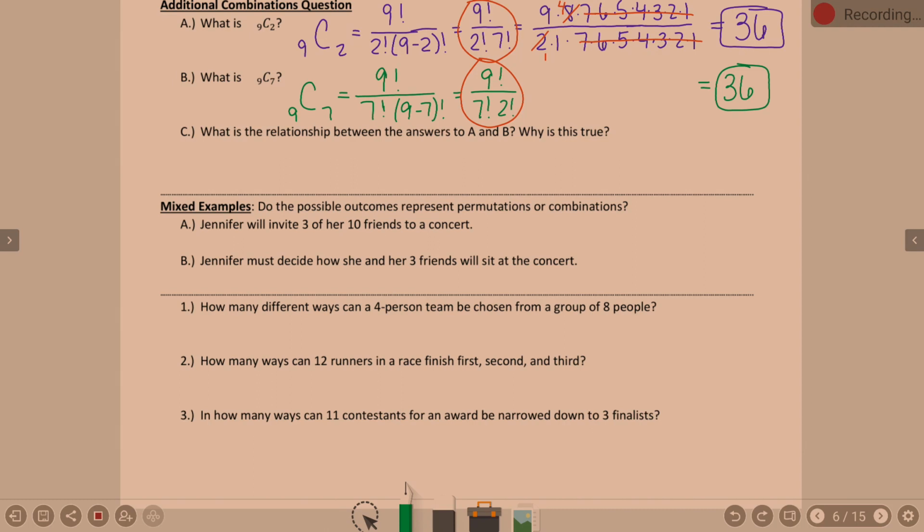what is the relationship between the answers to A and B? They're the same. State the obvious, right? Why is this true? Because there's a property that says, it's like a reflexive property or something. No matter what you multiply, what goes first, it's always the same. Essentially, the denominators are the same, right?